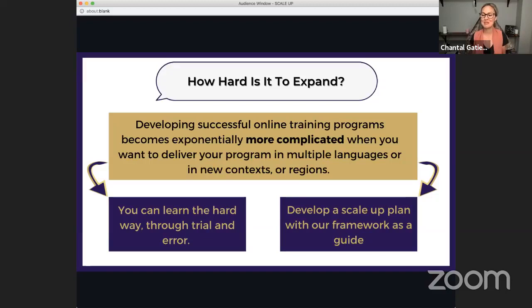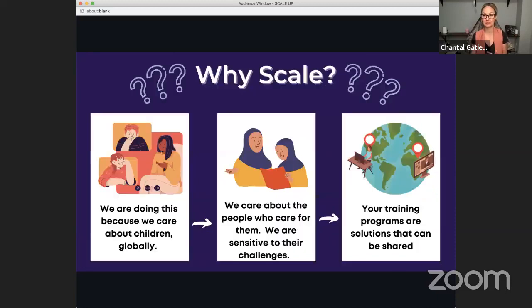So there's two ways of going about this. You can choose to learn the hard way through trial and error. And let me tell you, we've done a lot of the trial and error. Or you can develop a scale-up plan, the framework that we are teaching you today, as a guide to be able to really bring your courses, your learnings into the markets that you want to.